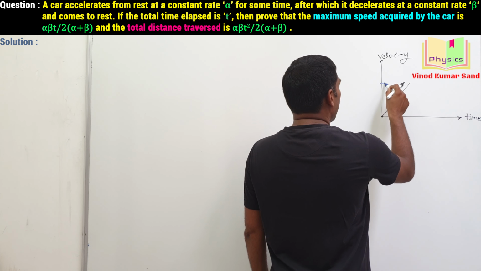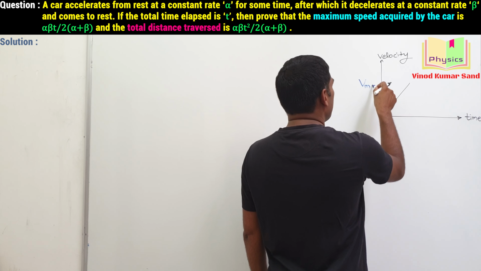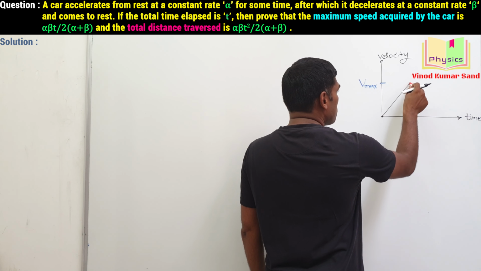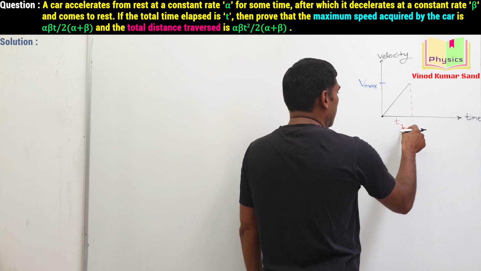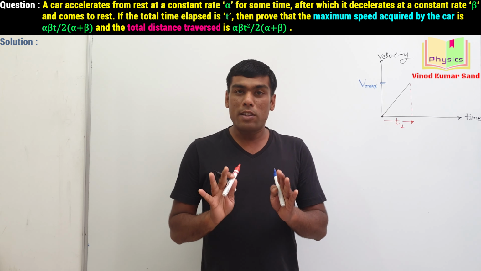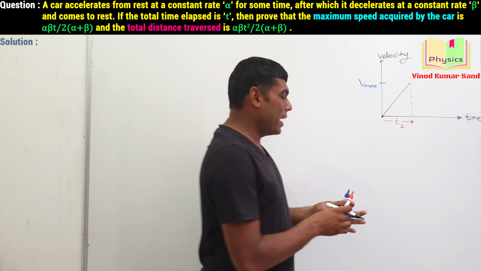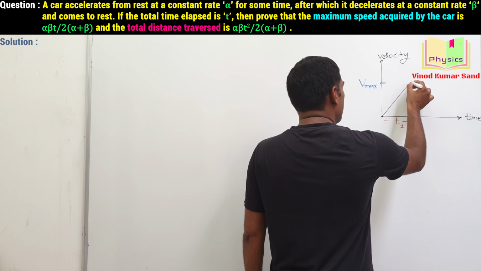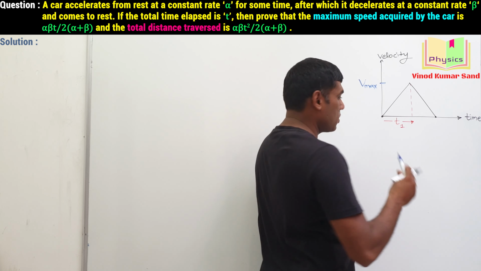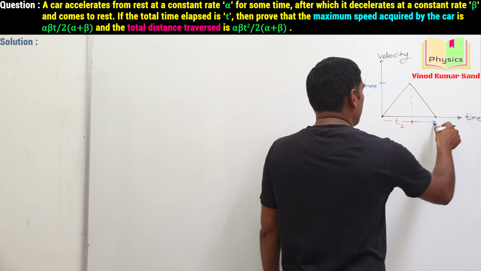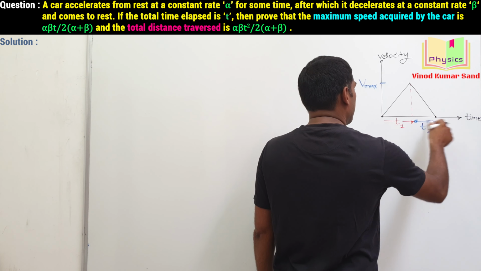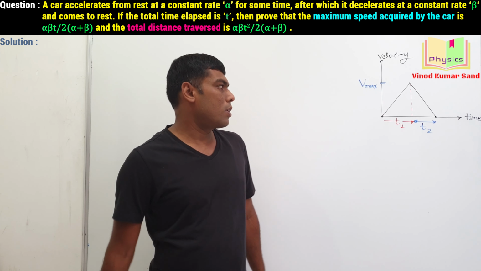And here the car achieves the maximum speed, we call it V max. Suppose the car achieves this maximum speed at time t1. After that the car slows down and comes to rest. Question says it slows down at a constant rate and finally comes to rest. This time taken is t2. From here the time taken is t2 to come to rest.